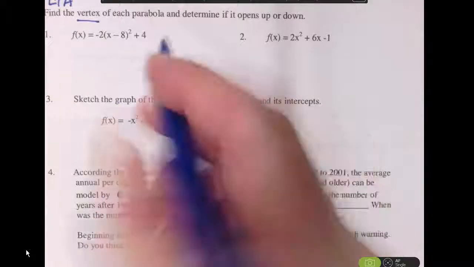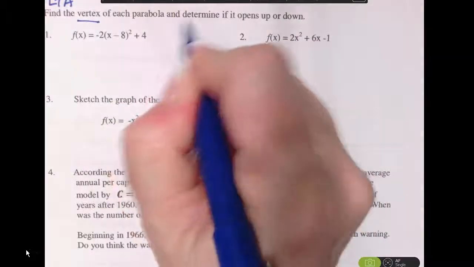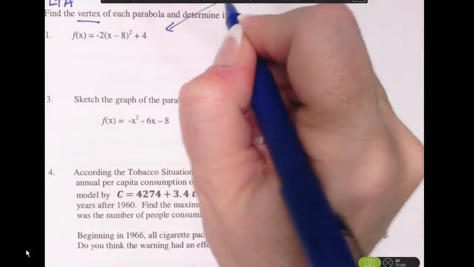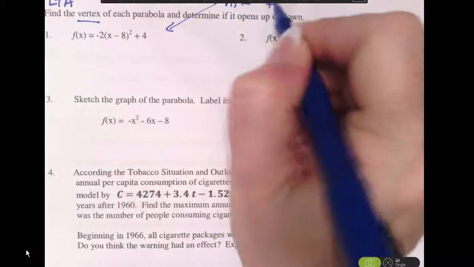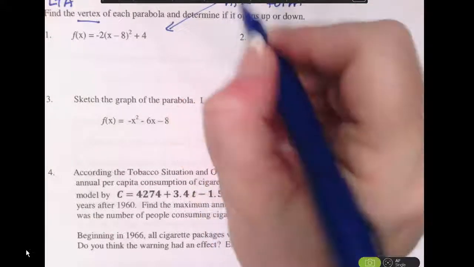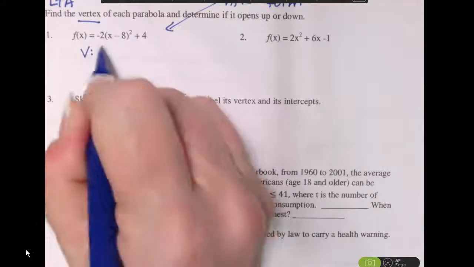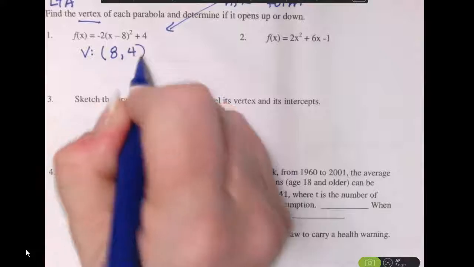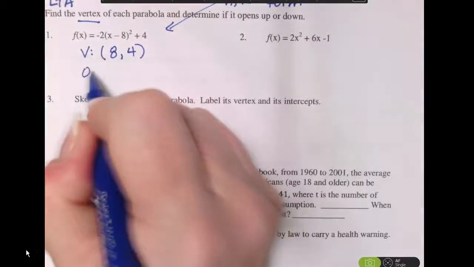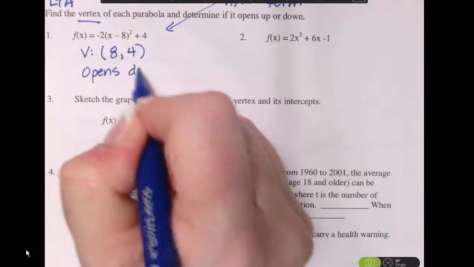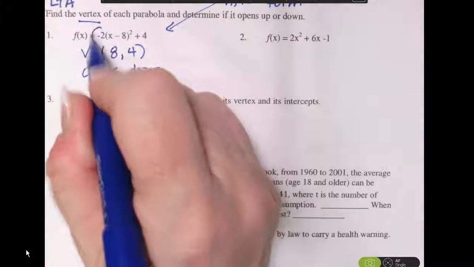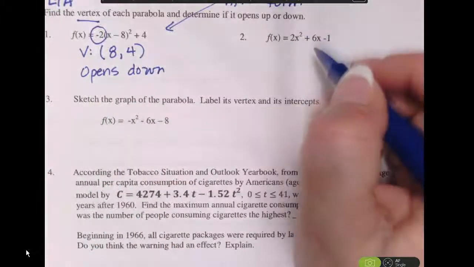up or down. So just to mention, this formula is already in HK form, and the vertex is HK. So you could find your vertex very quickly. It's 8, 4, and it opens down, which you can tell by the leading coefficient being negative.